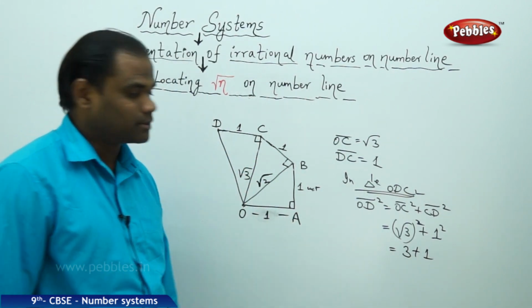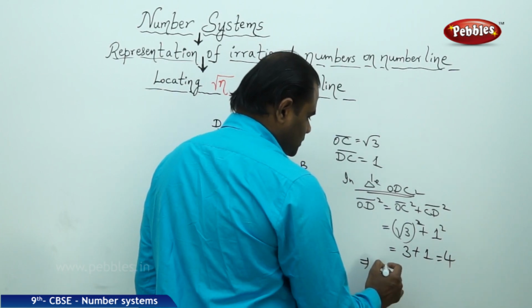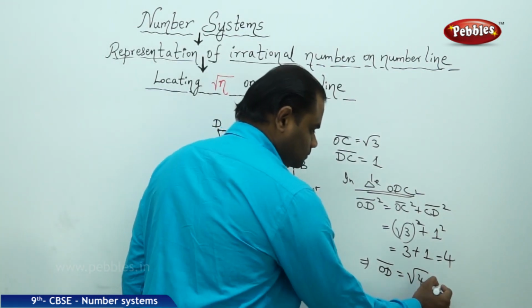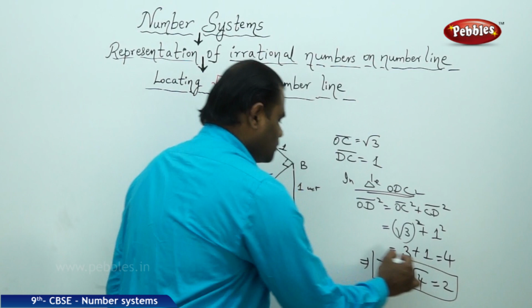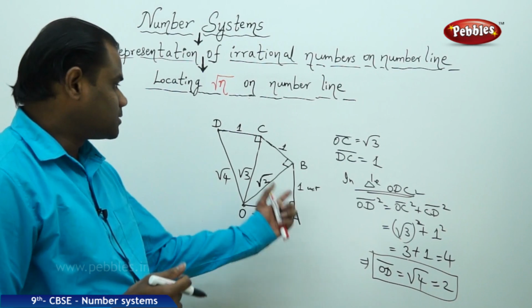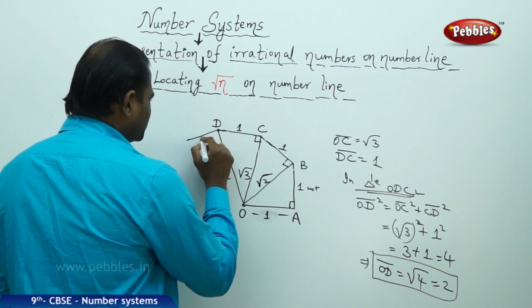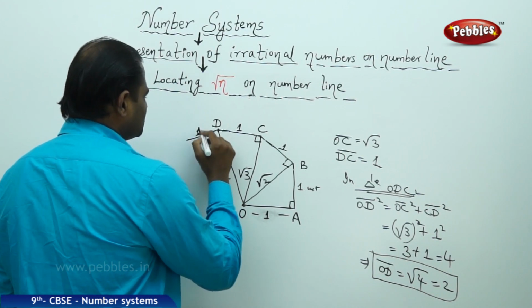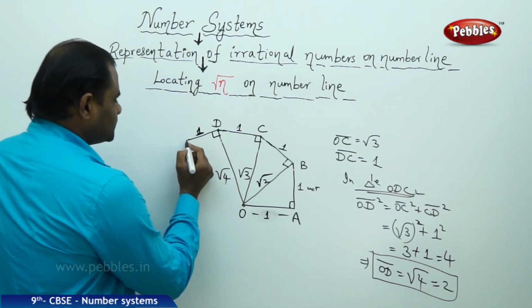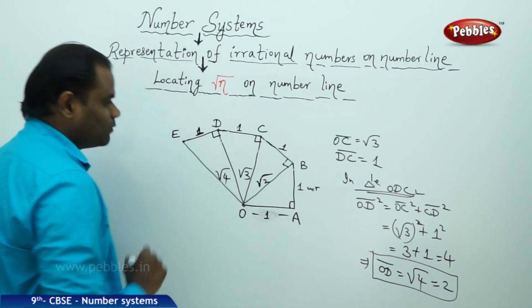Now this root 3 square is 3 and 1 square is 1. With square root, the root gets cancelled with the square. I get this to be 4. Then I get my OD, which is root 4. Of course, root 4 is 2. So my distance OD is root 4, through which I again proceed in the same process so that I take from D a perpendicular of 1 unit at exactly 90 degrees. And here, this being 1 unit, let me mark this with E and then join OE.